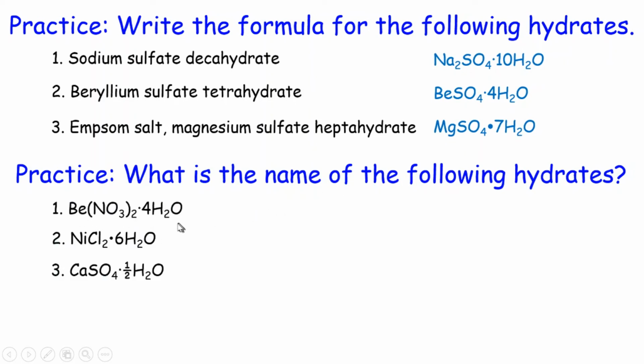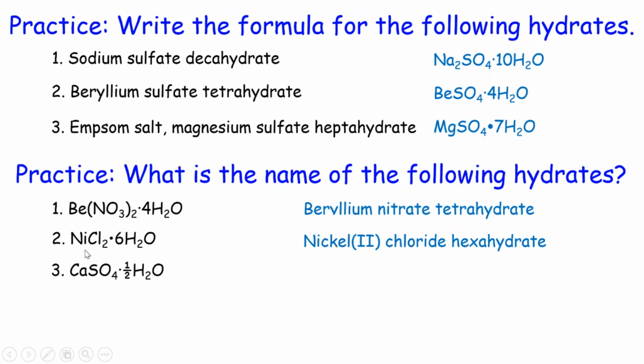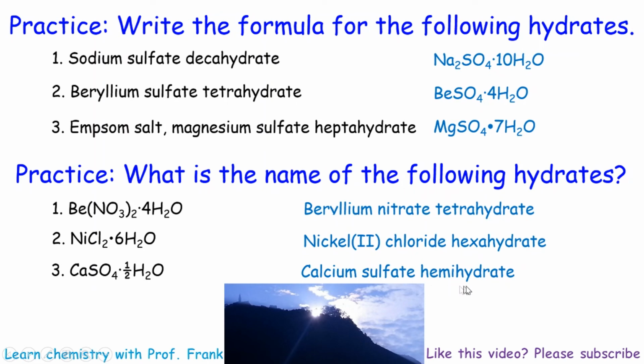And now let's do formula to names. Okay, so that's beryllium nitrate tetrahydrate. Number 2 here, nickel, and we know that's a transition metal, and we know each chloride carries -1, so therefore nickel has to carry a charge of 2+. So nickel(II), and then the ion's name, chloride, followed by the prefix 6, which is hexahydrate. Nickel(II) chloride hexahydrate. And this one should be called calcium sulfate, 1/2 right here. We call that hemi. So calcium sulfate hemihydrate.